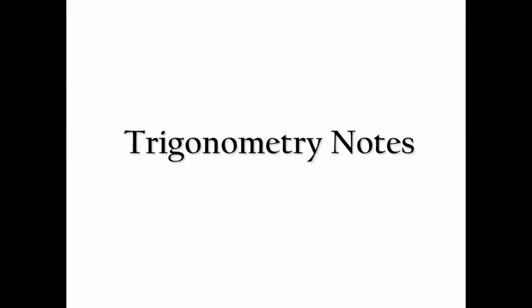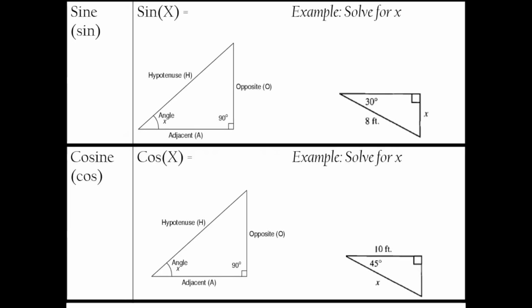Trigonometry notes. All right, let's get these going. So when we say trigonometry, we're talking about those good old-fashioned triangles. First one we want to talk about is sine. And I hope all of you remember that sine is opposite over hypotenuse.